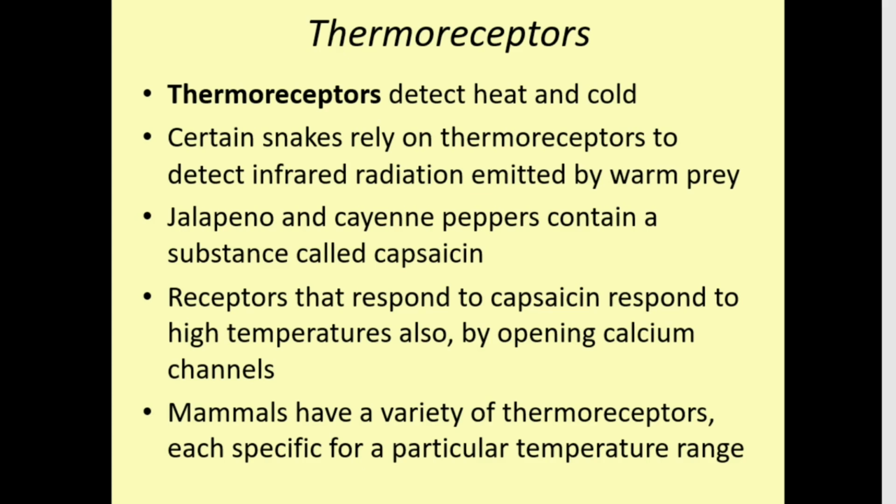The next type then are thermoreceptors, and these, as you'd imagine with a name like that, detect heat and cold. We go from the basic ones that we experience on a day-to-day basis, when we can touch something and sense whether it's hot or cold, to more high-tech ones like we see in snakes, for instance, that are able to rely on thermoreceptors to detect infrared radiation emitted by warm-bodied prey. One example where this can actually be tricked is with peppers. When you look at chili peppers, like jalapenos and cayenne peppers, they contain a substance called capsicum.